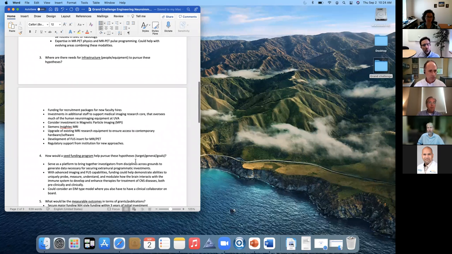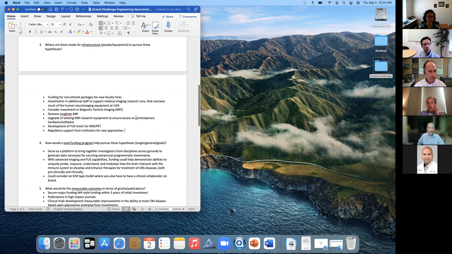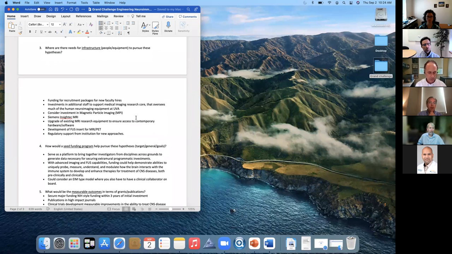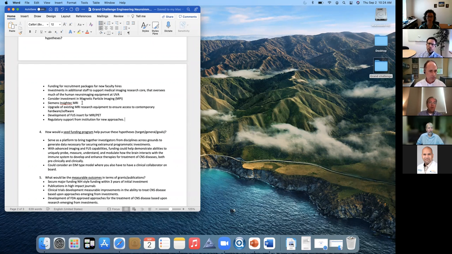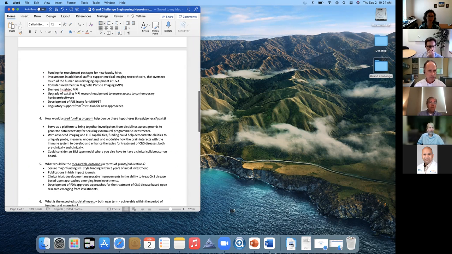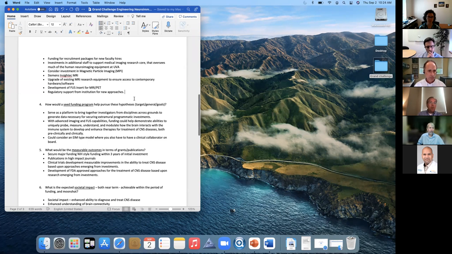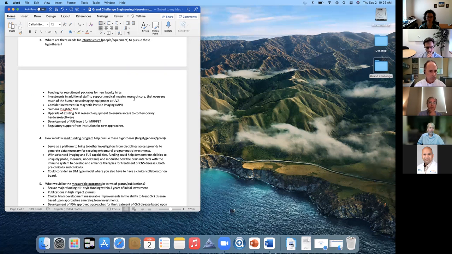Basically, from an infrastructure perspective, of course, we'd need recruitment packages to get new faculty hires here, staff investments to ensure that we've got people to actually run the equipment, consider investing in magnetic particle imaging. I think this gets to the previous comment around faculty hires, having somebody who is able to track immune cell movement into the brain, a Siemens and Cytec MRI system, which I think we've talked about for a while now is a key need for the program, consider upgrading some of our existing MRI research equipment, developing a focused ultrasound insert for MRI and PET, and then we just talked about the regulatory support piece. Any additions that we'd like to make, or changes or subtractions to this section?